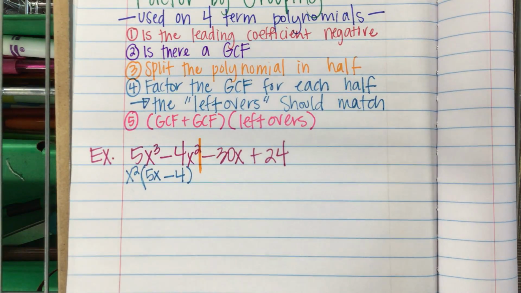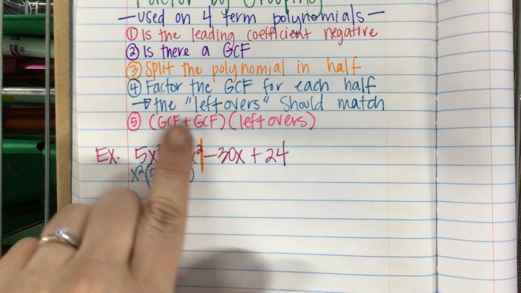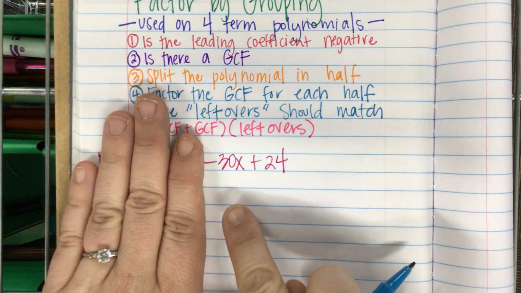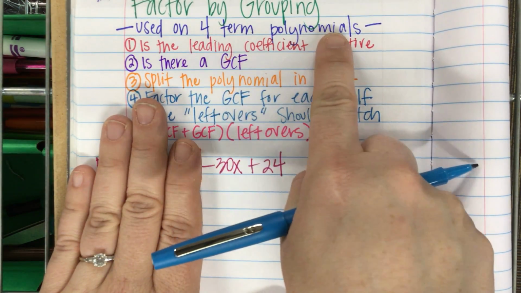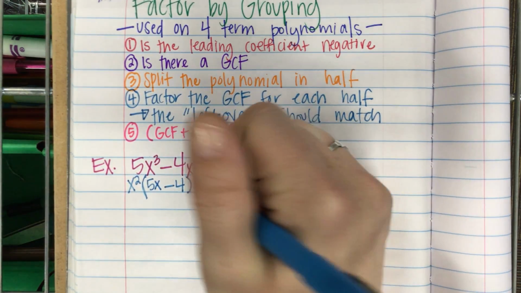What do negative 30x and 24 have in common? What can they both be divided by? 3. More than 3. 6, but hold your horses, ladies and gentlemen. In this second half, what do you notice? My leading coefficient is negative. So I'm not factoring out a 6, I'm factoring out a negative 6.